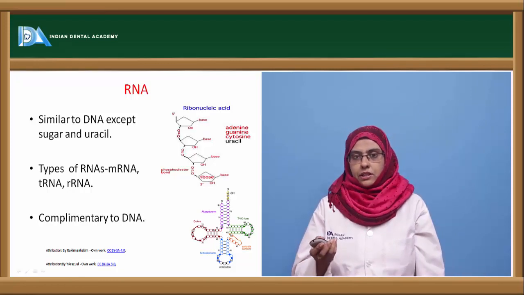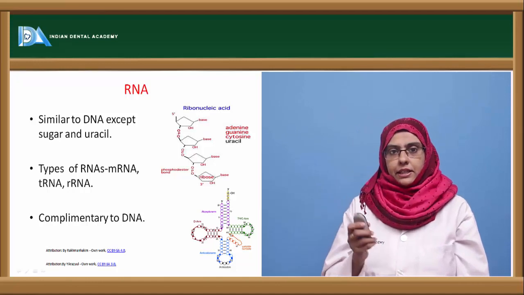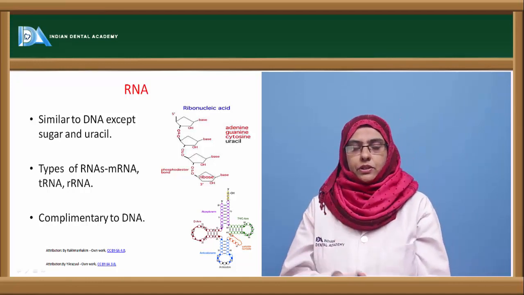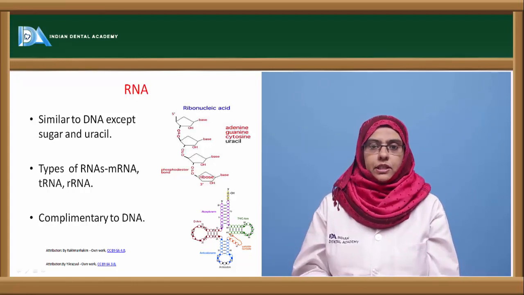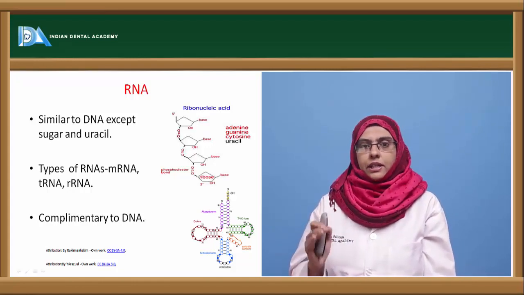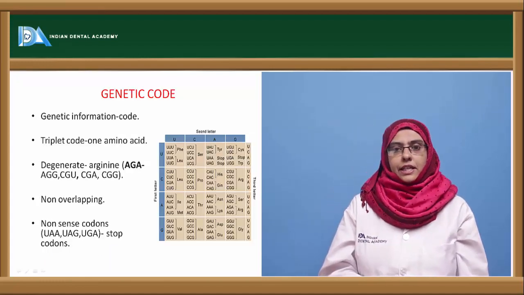So this is about the different types of RNAs. One is the mRNA, messenger RNA, that is synthesized from DNA by a process which is called transcription, and has all the information for the synthesis of protein, whereas the other two RNAs are only at the functional level to synthesize the proteins. Now coming to the genetic code.